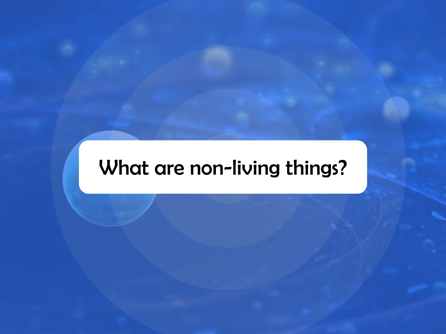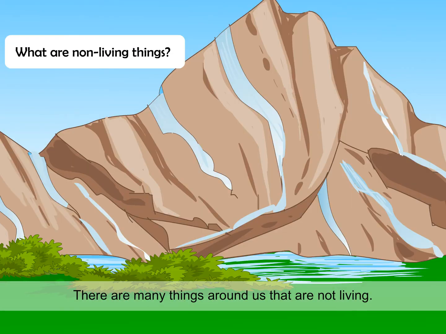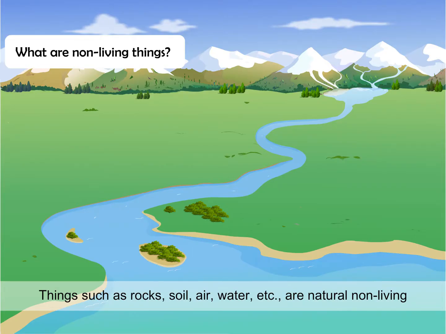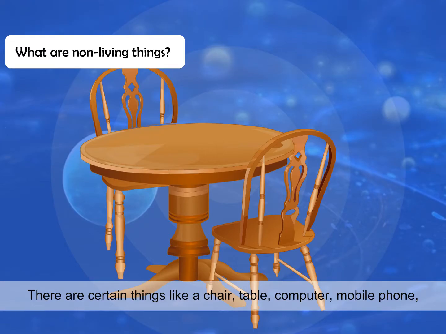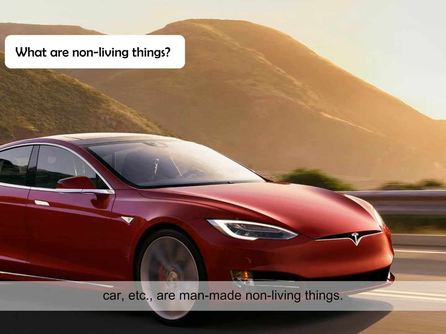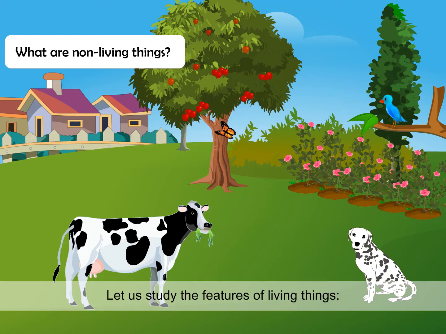What are non-living things? There are many things around us that are non-living. They are called non-living things. Things such as rocks, soil, air, water, etc. are natural non-living things. There are certain things like a chair, table, computer, mobile phone, car, etc. are man-made non-living things. Let us study the features of living things.